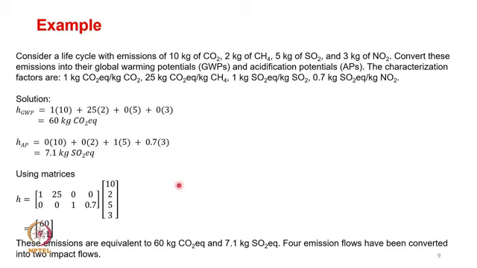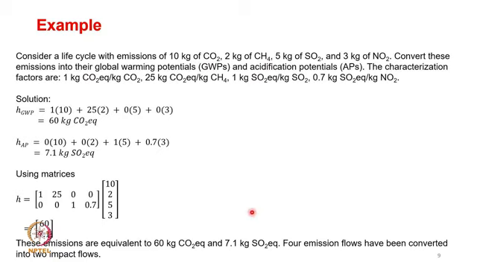We shall be able to write this in the form of a matrix: 1, 25, 0, 0 in the first row, 0, 0, 1, 0.7 in the second row, and of course the variables are 10, 2, 5 and 3. This is what we are getting in a simple solution: 60 and 7.1. This is a compact matrix notation.